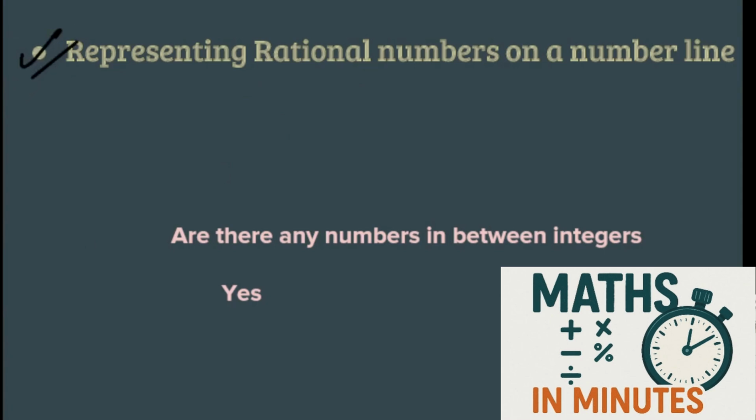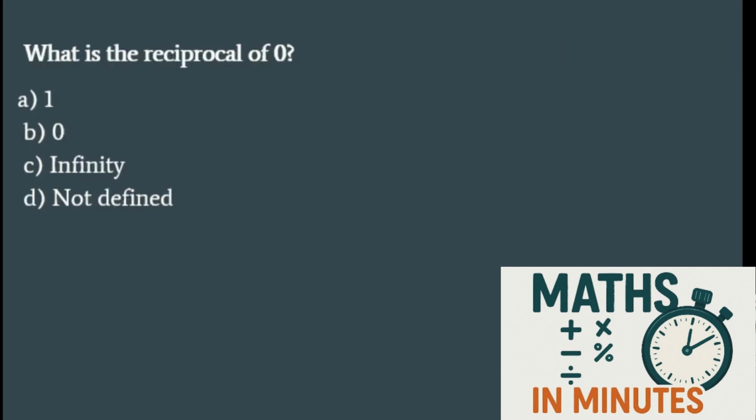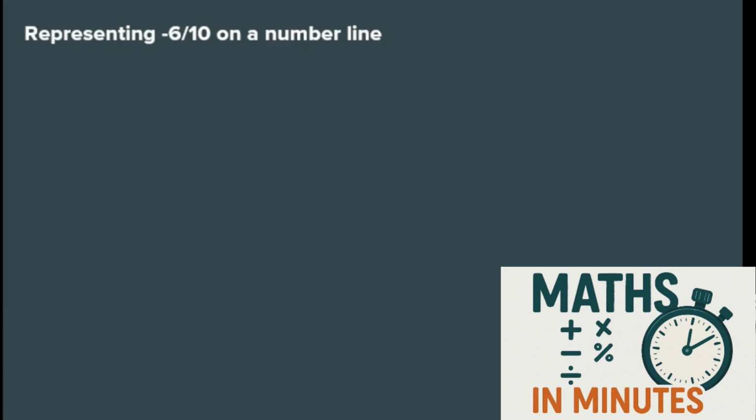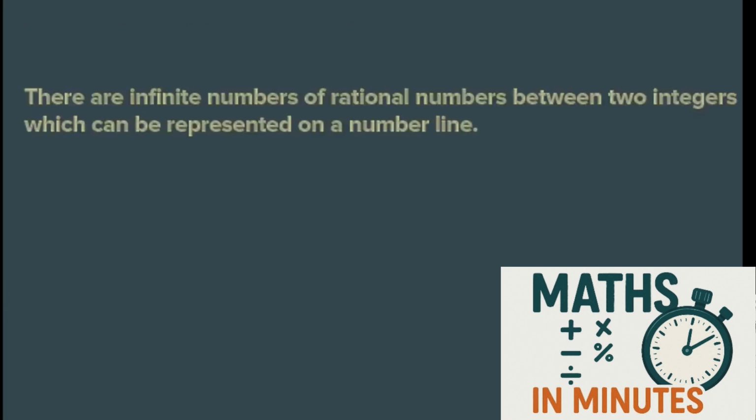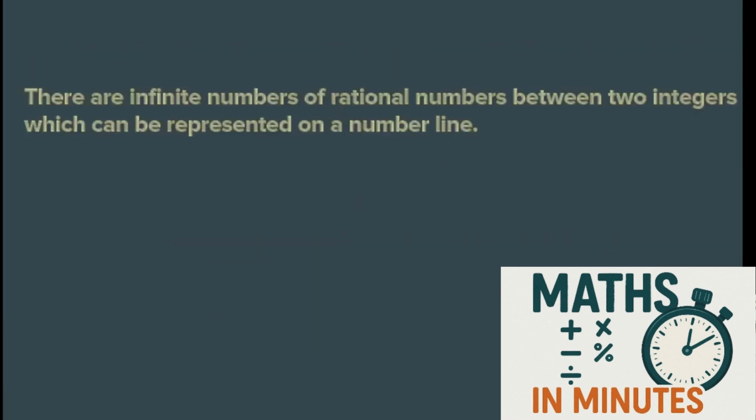So as we know, first of all you guys tell me, is there any number that exists between integers? The question is saying, are there any numbers in between integers? Yes or no? So yes, there are numbers between integers. These numbers are known as rational numbers. That means there are infinite rational numbers between two integers.